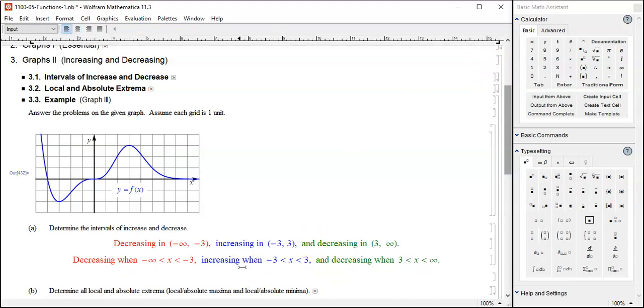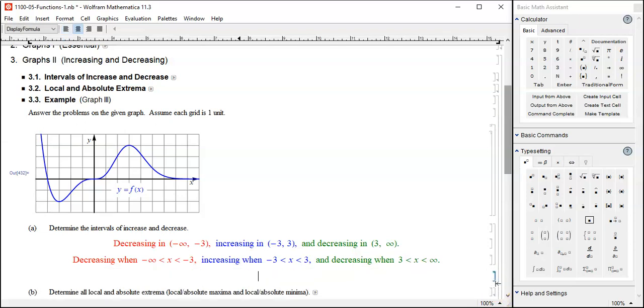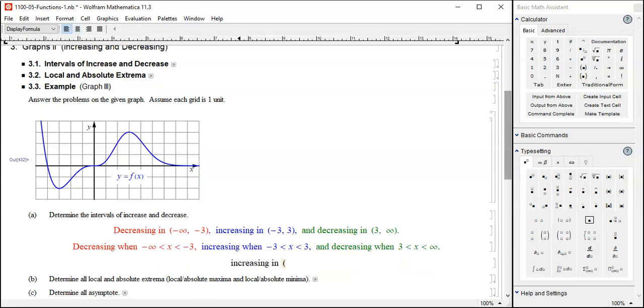What if I say things like this? Oops, wrong key. Sorry about that. What if somebody writes like this? Negative 2 to positive 1, for example. Okay, increasing between x is negative 2 and positive 1. So from here, x is negative 2 to positive 1. Increasing from here to there, increasing. No problem there. This statement here is absolutely right.